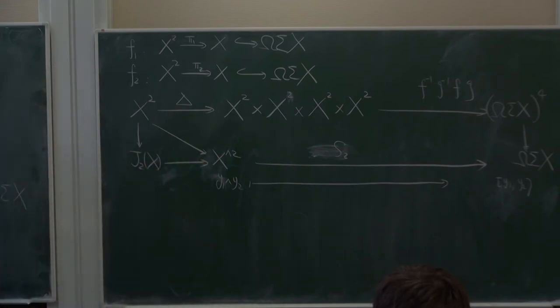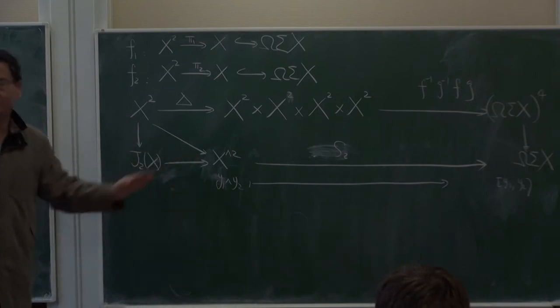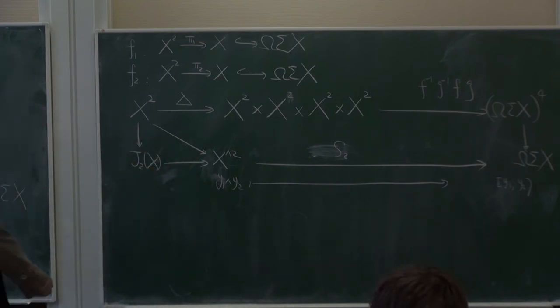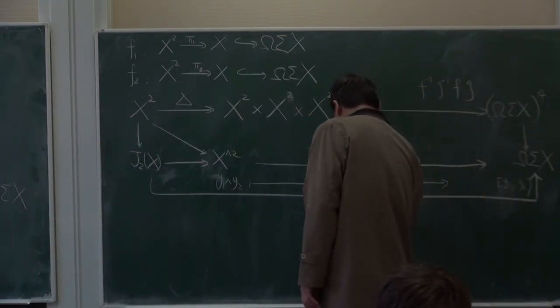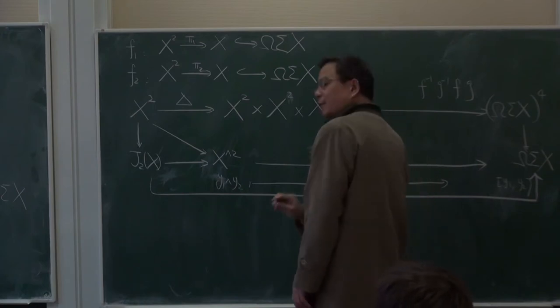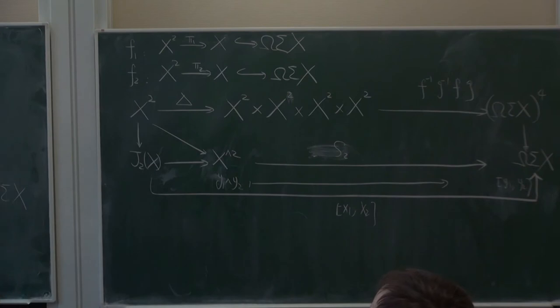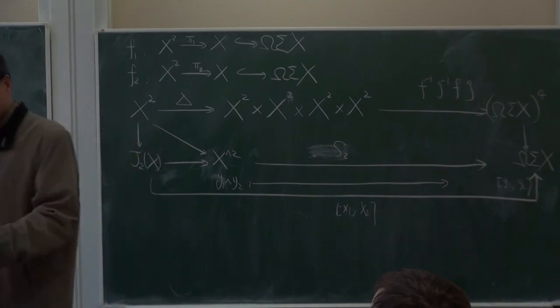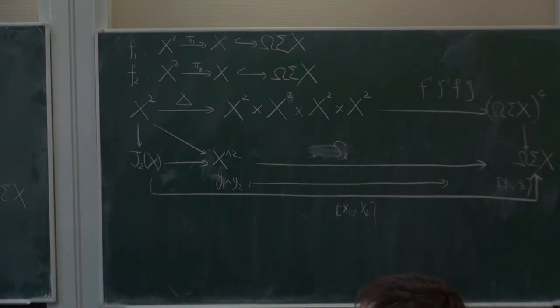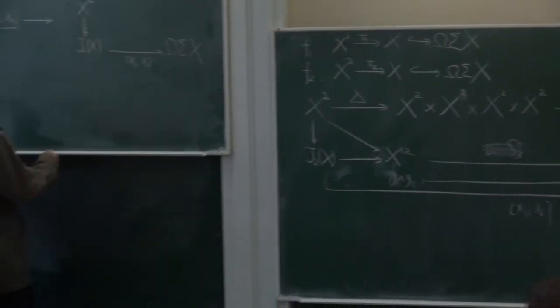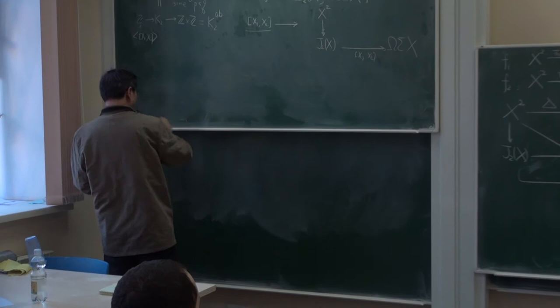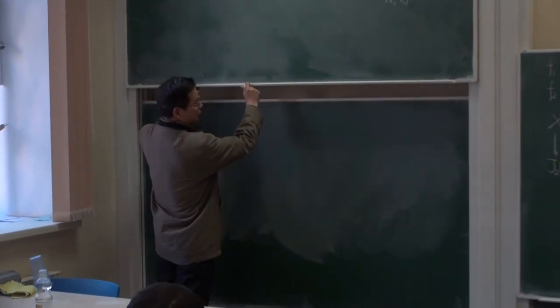Here, because this map factors, and this is exactly what x1, x2 means. This is a map. Okay, so x1, x2 is really like a semi-smash product. And in the same situation, if you take the Whitehead commutators, it's just the Whitehead product. Exactly. Okay, so now I want to see some applications, so I'm trying to see some basic properties.